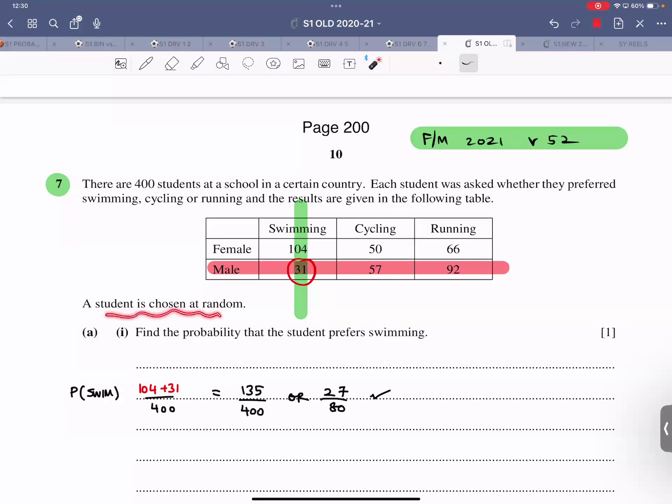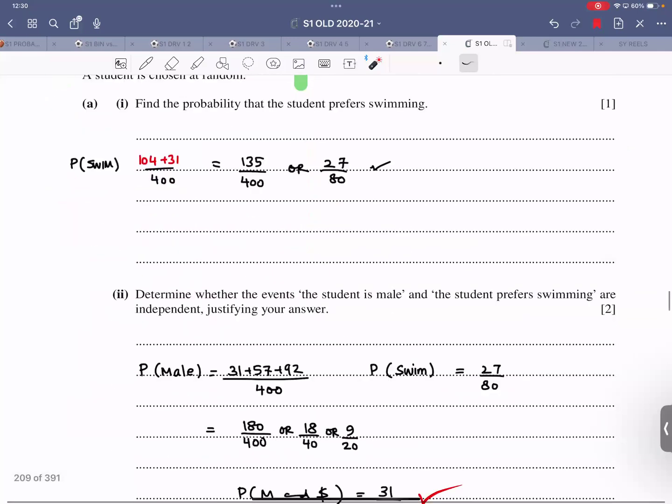Now it says a student is chosen at random. Find the probability the student prefers swimming. So 104 plus 31, these are the swimmers. That is 135 out of a total of 400. That is the first answer.